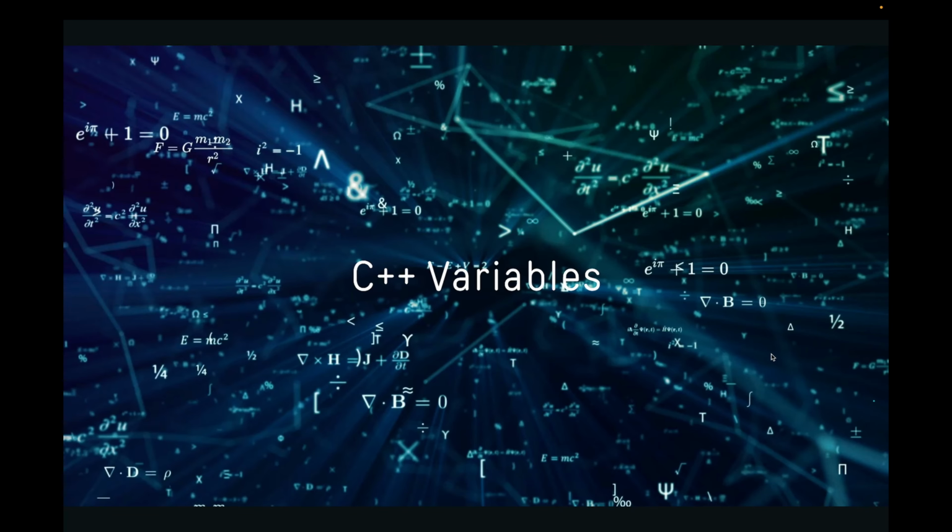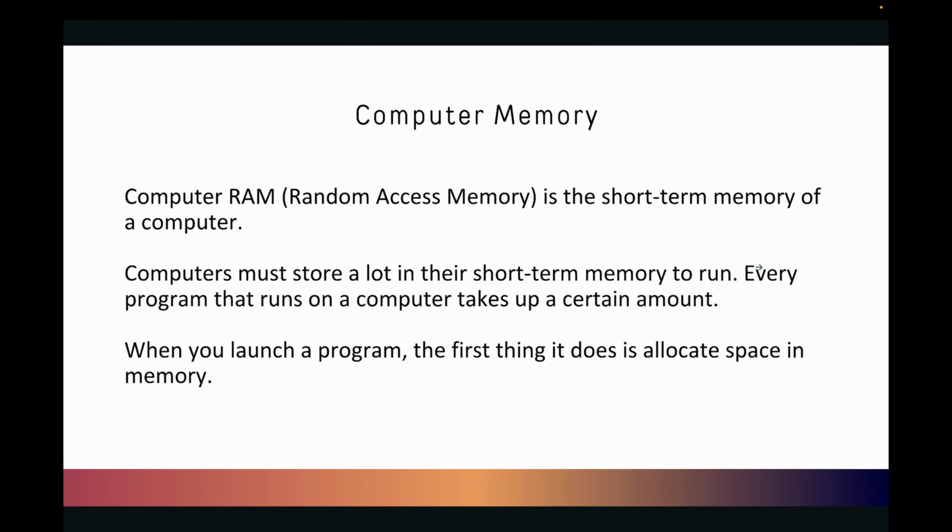So let's talk about C++ variables. To do that, we need to talk about how memory works on a computer. A computer's RAM, or random access memory, is your short-term memory. Your computer will store a lot of data in its short-term memory just to run. Then every single program that runs on a computer takes up a certain amount of space.